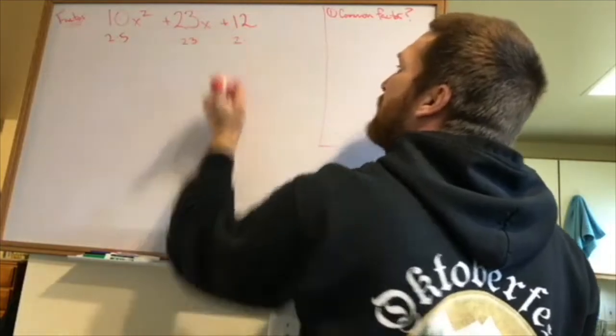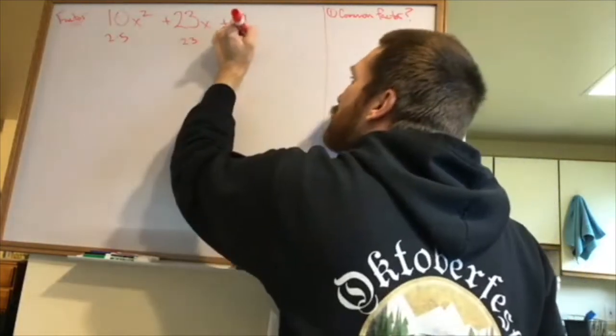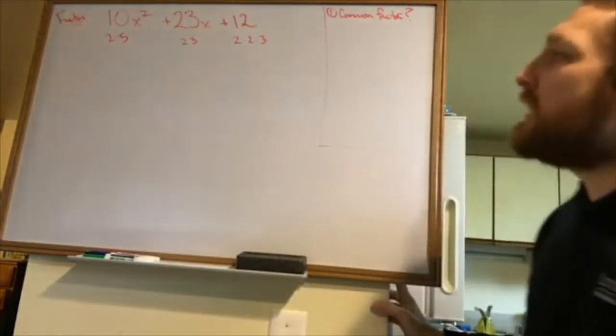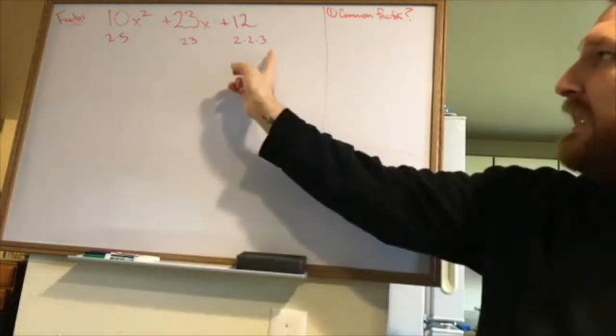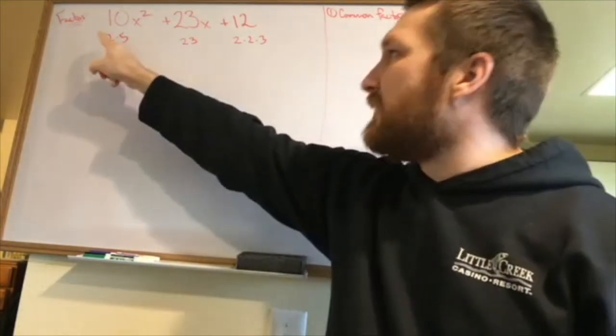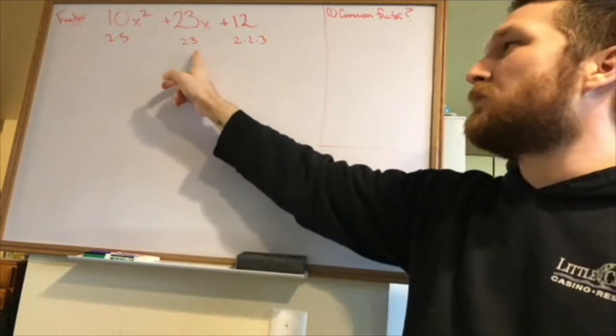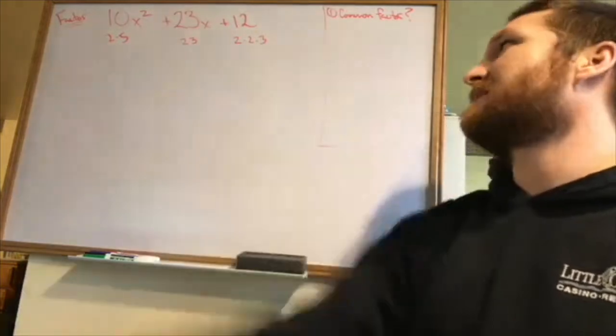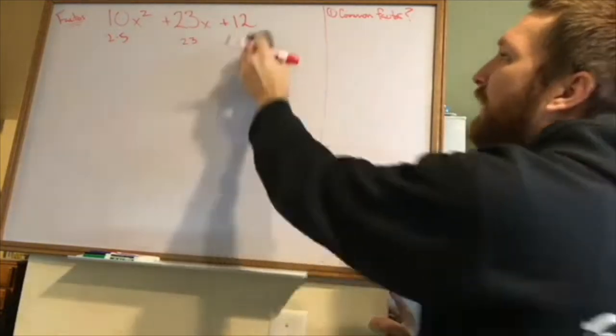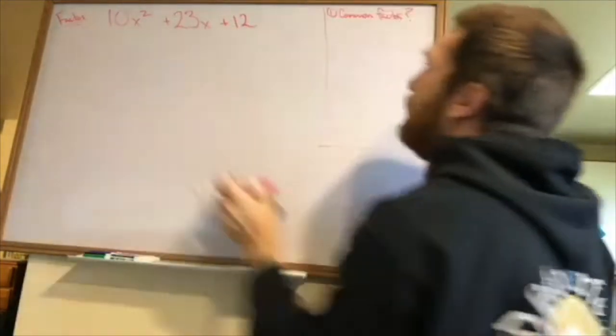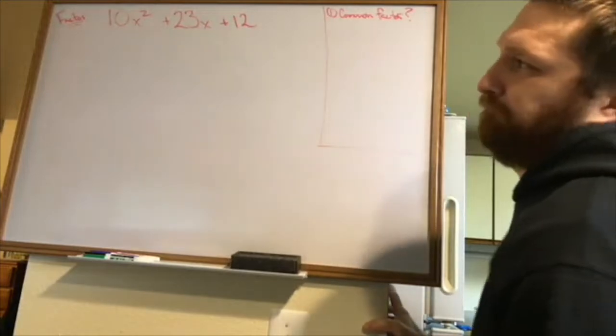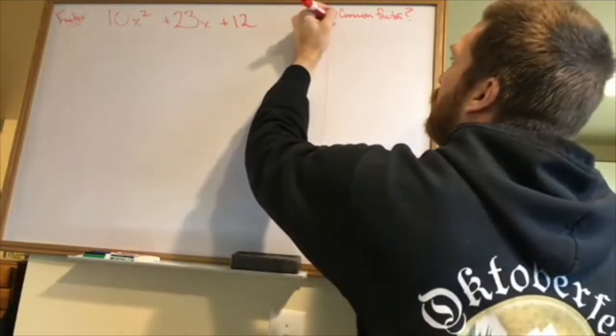So 23 is just 23. 12 is 2 times 6, which is 2 times 3. So 2 times 2 times 3. And I don't have anything common. I have a 2 and a 2 here, but that 23, that prime number is messing me up. So, okay. Question number 1, is there a common factor? No, there's not.